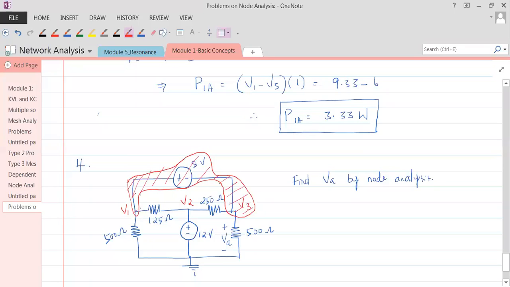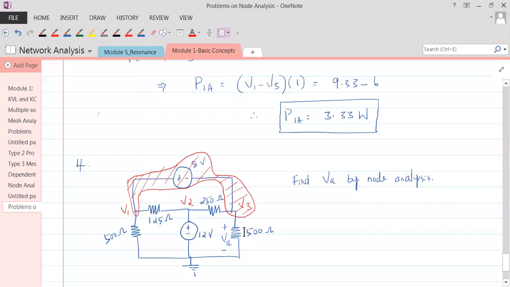If you take node 1, there are 3 branches: 1, 2, 3. If you take node 2, again there are 3. If you take node 3, there are 3 branches. But if you take the supernode, how many branches are there? This is 1, 2, 3, 4. There are 4 branches. How many nodes together would form a supernode? 2 nodes together would form a supernode, like 2 meshes together would form a super mesh. Similarly, 2 nodes together would form a supernode.